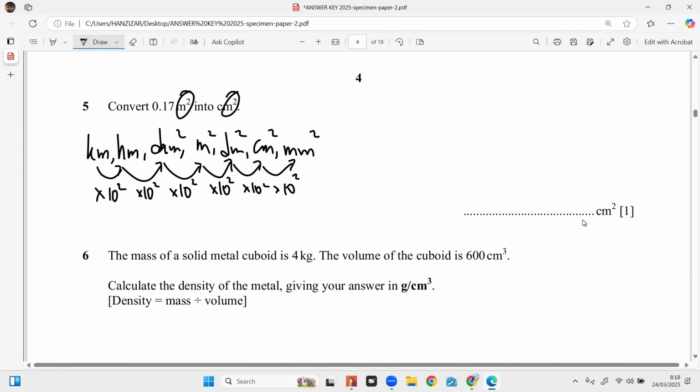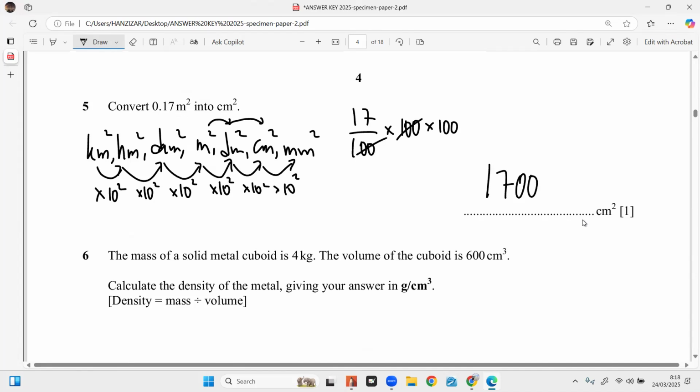There you go. Then from meter square to centimeter square, you go right by twice. Then you multiply by 100 and by another 100, right? Because it's 2 steps, step 1, step 2. Cross out, you get 17,000 centimeter square. Okay. Again, no calculator is used.